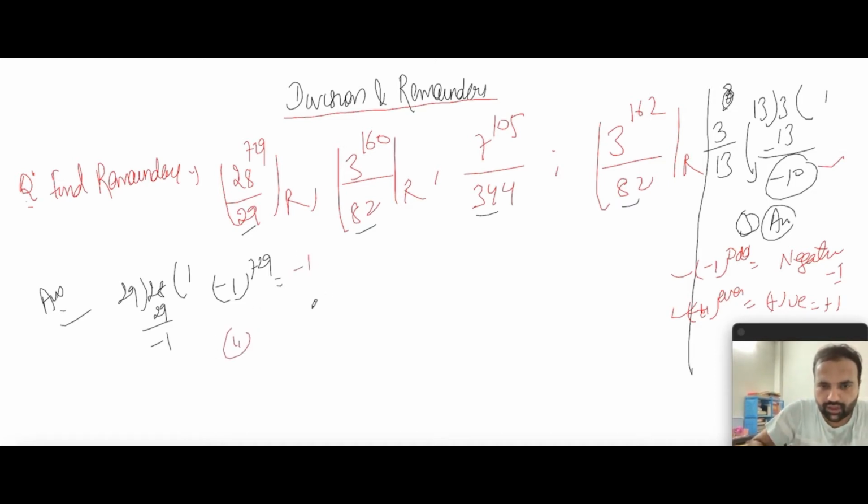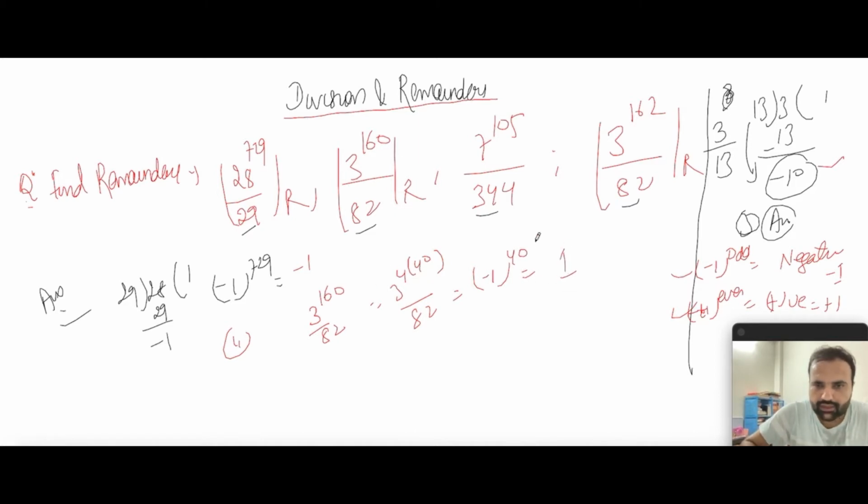Second, 3 to the power 160 by 82. As said before, we have to get the numerator as close to the denominator. So it's 82, so we should look for 81 or 83. 83 we cannot reach, because in terms of powers of 3 we cannot reach 83, but we can look for 81. So it will be 3 into 3 into 3 into 3, which is 3 to the power 4, by 82. So what do we have left now? We have 81 by 82 again, which is minus 1 to the power even, which would be a plus.